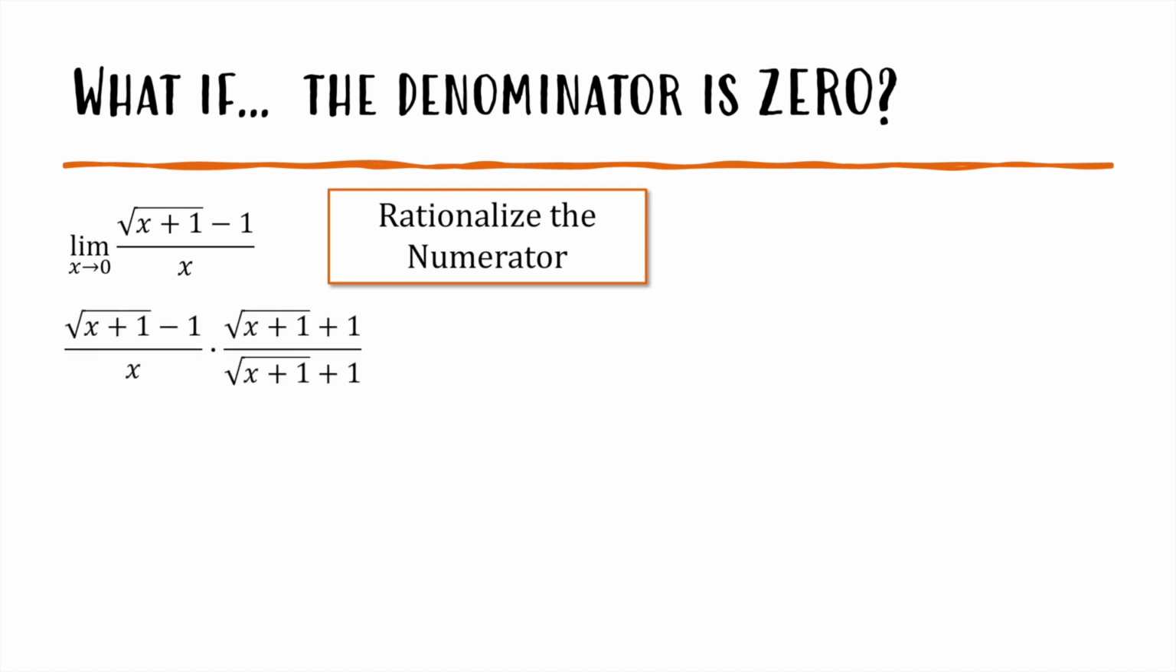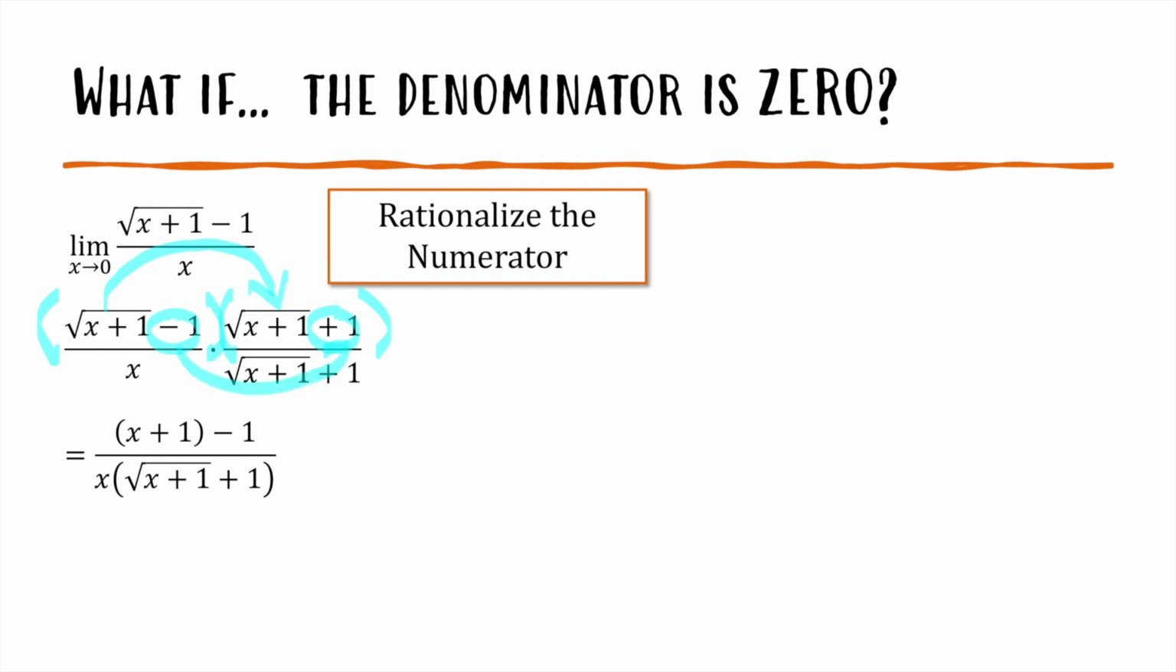Rationalizing the numerator. If we put some parentheses here, it might make it a little bit easier to see what we're doing. If you take radical x plus 1 and multiply it by another radical x plus 1, you're left with just the x plus 1, no radical involved. Then the minus and the plus 1's cancel out in the next step, and then negative 1 times 1 is negative 1. So we've gotten rid of the radical on the top.